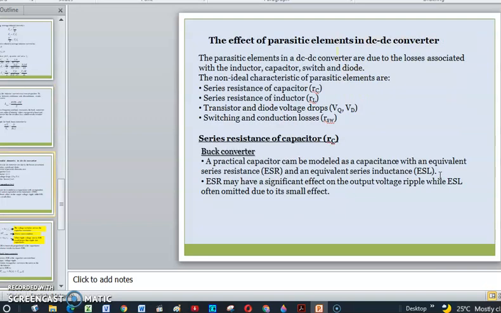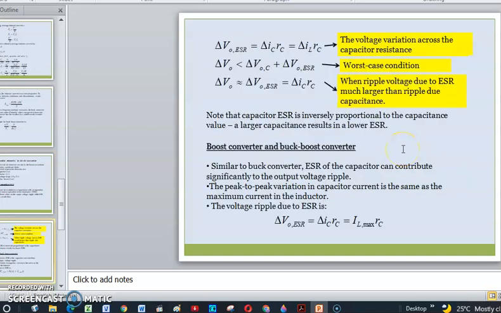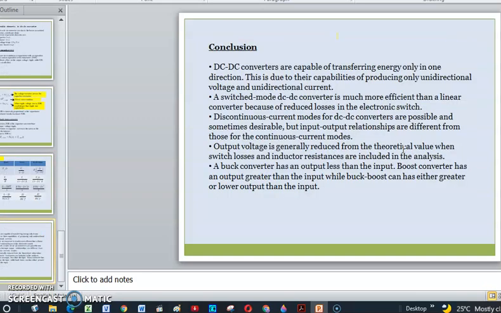So this is the parasitic element of the DC converter. You can read through the conclusion.